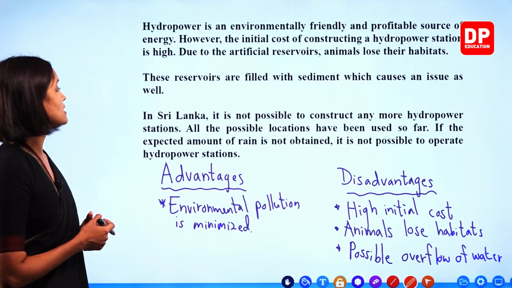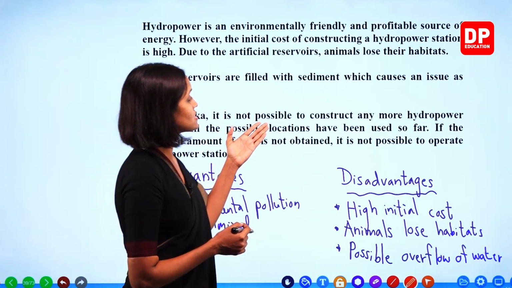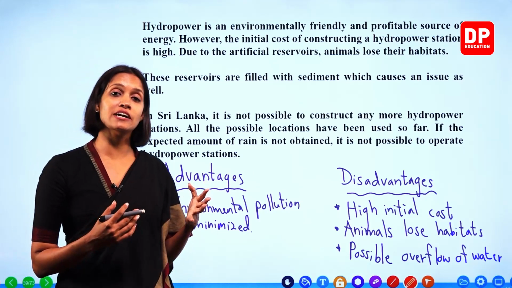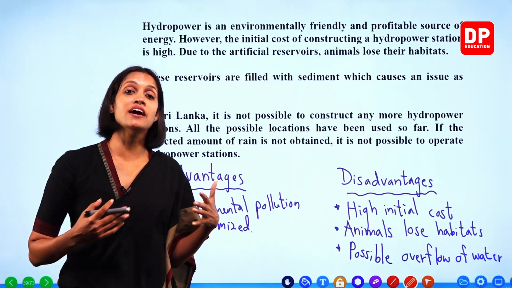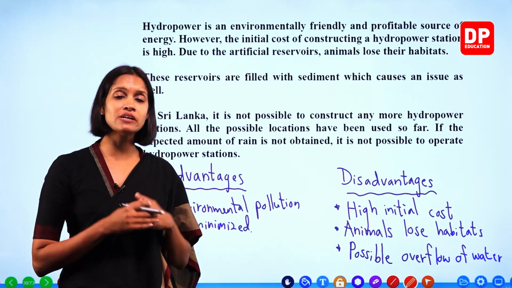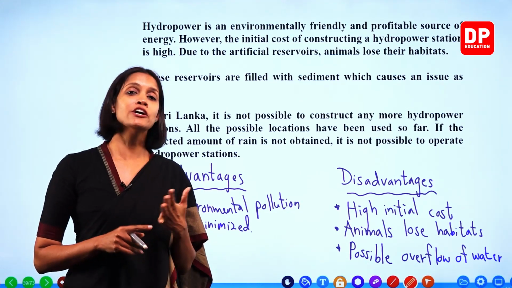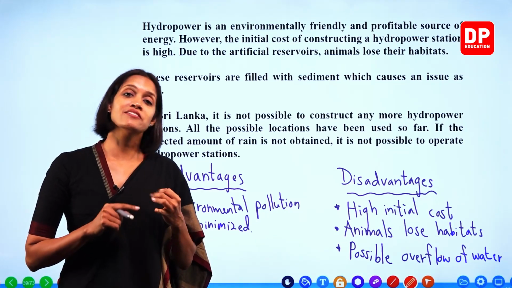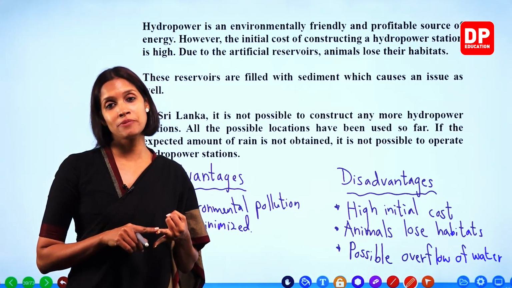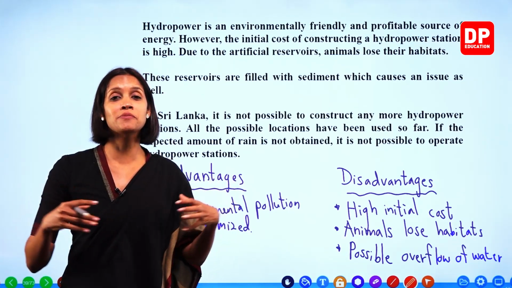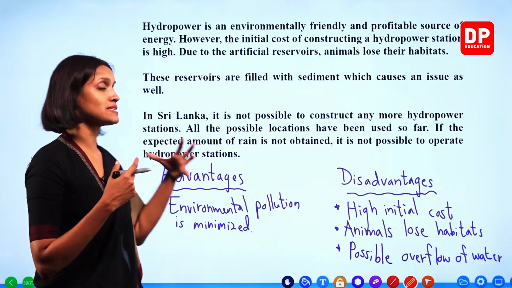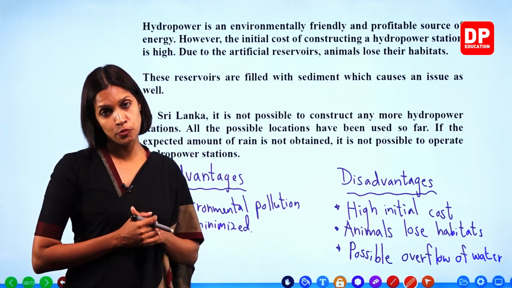So in Sri Lanka, it is not possible to construct any more hydropower stations. When you consider Sri Lanka, there are many hydropower plants. Do you know the names of them, children? There are many hydropower plants like Victoria Power Plant, Randenigala Power Plant, Rantabe Power Plant, Upper Kotmale Power Plant, and there are many other power plants as well. Right, children? So all the possible places are taken up already.